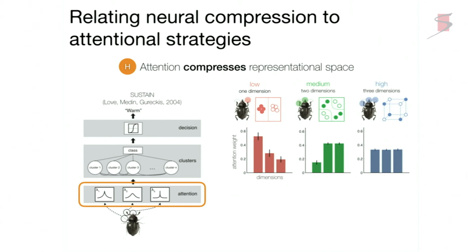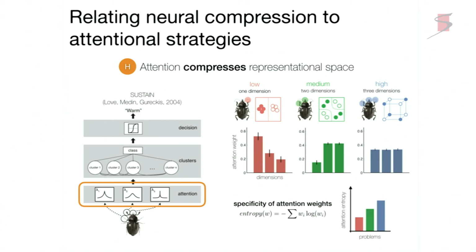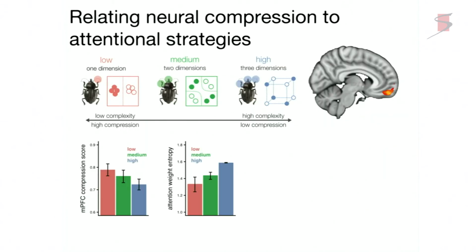You can characterize this differential distribution of the feature weights by calculating attention entropy. The idea behind entropy is that when you have an equal distribution across the feature weights, you have the highest entropy. More selective attention to a single feature results in low entropy scores. Here we have entropy, averaged across subjects for each of our problems, the low, medium, and high. You can see increasing entropy across the complexity of the problem.